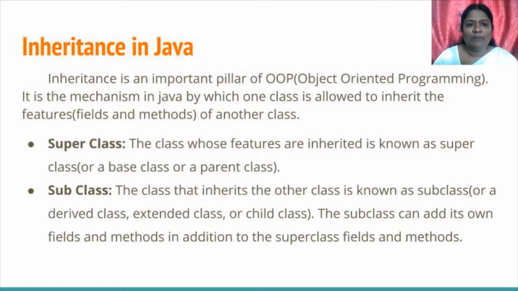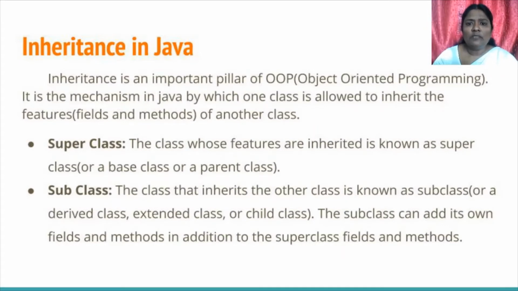Inheritance in Java. Inheritance is an important pillar of object-oriented programming. It is a mechanism in Java by which one class is allowed to inherit the features of another class. That is, the fields and methods can be inherited.